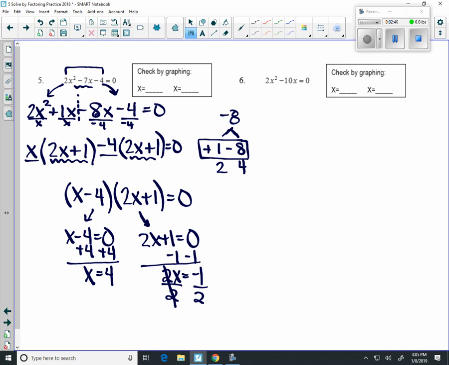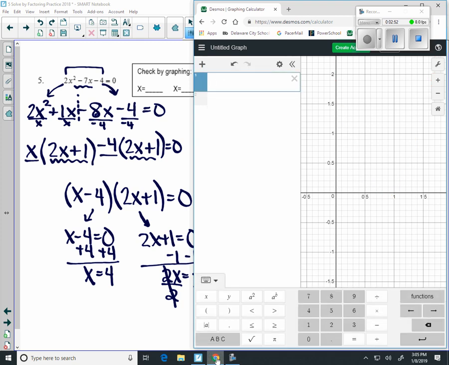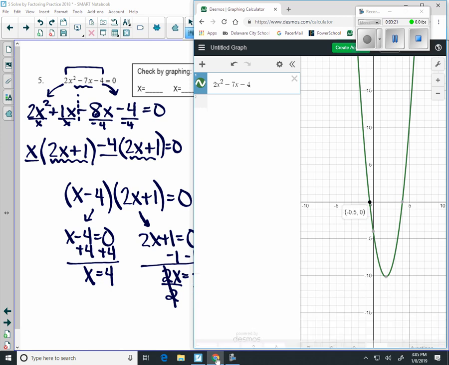We always want to check by graphing. So I'm going to input my original problem, 2x squared minus 7x minus 4. And I'm going to hit the home button so I'm back to a normal screen there. And take a look at where this crosses the x-axis. We don't care right now where it crosses the y-axis. That's for next week. So where this crosses the x-axis is the negative 0.5, which is negative 1/2.